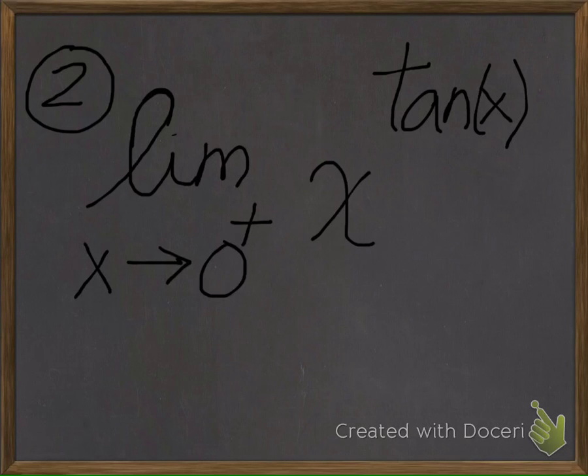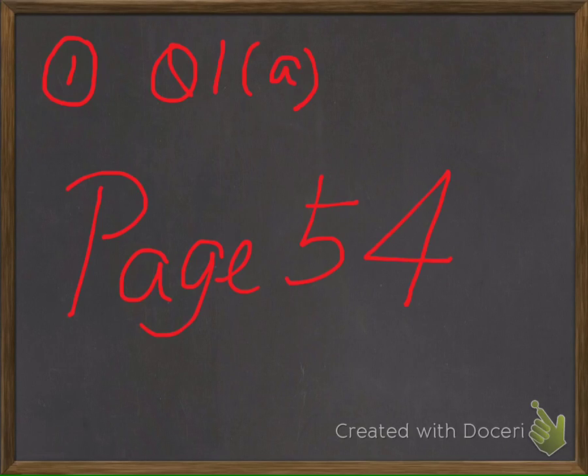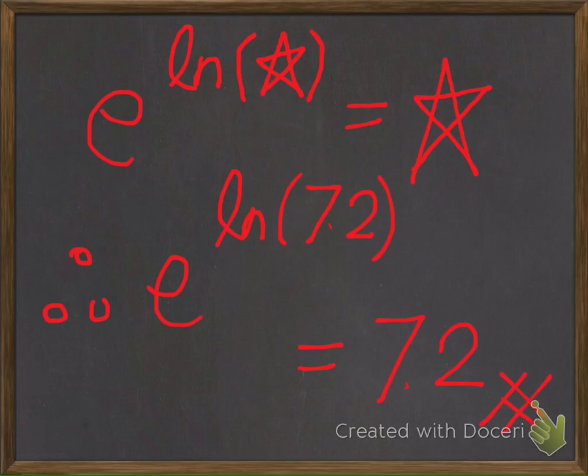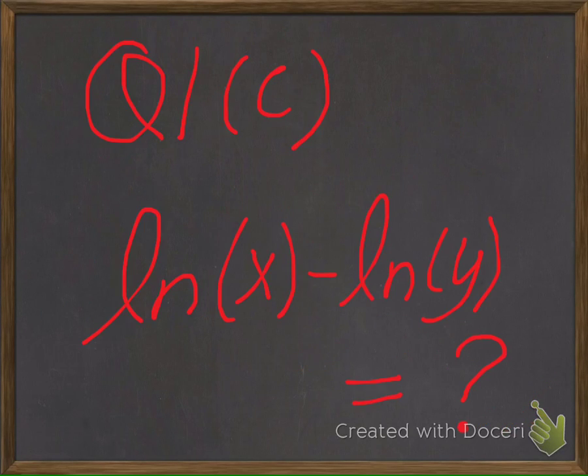Okay, let's start our demo. Are you ready, guys? So the first type of questions familiarizes us with the two identities, using the first category of demo exercises. Focus on page 54, and we're going to start from question 1a. The result we base on is e to the power ln star gives star, and therefore e to the power ln 7.2 gives 7.2. Very straightforward.